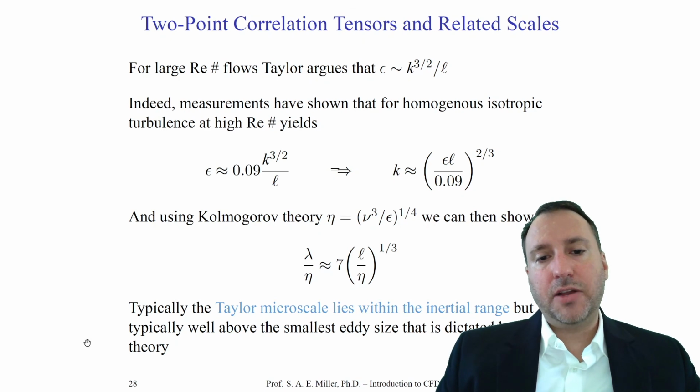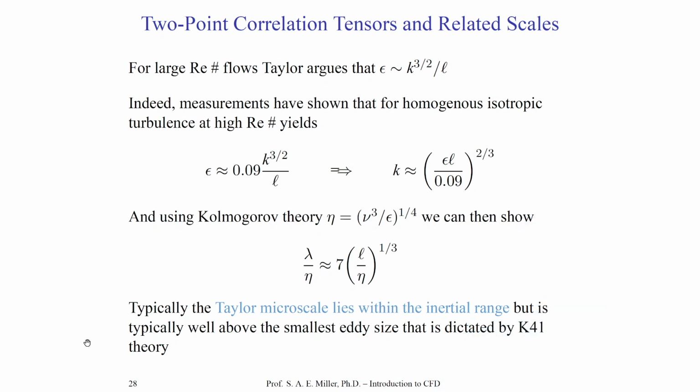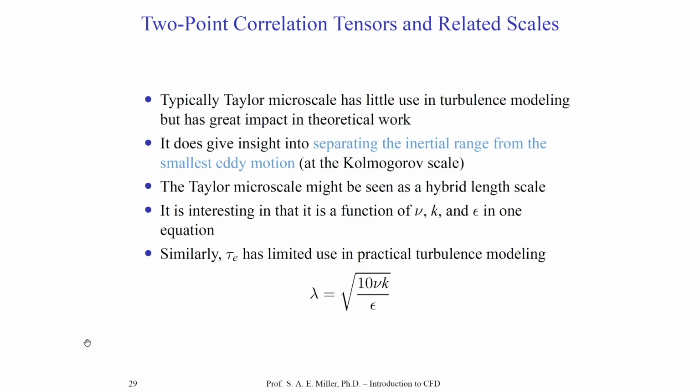Now, Taylor microscales usually lie always in the inertial range of turbulence. If you look at the graph of the energy spectra with wave number, you'll see that the Taylor microscale lies in the inertial range, where of course Kolmogorov's theory is valid. And it lies in a range where the smallest eddy sizes are dictated by the 1941 theory of Kolmogorov. It's important to understand these concepts in the coming classes.